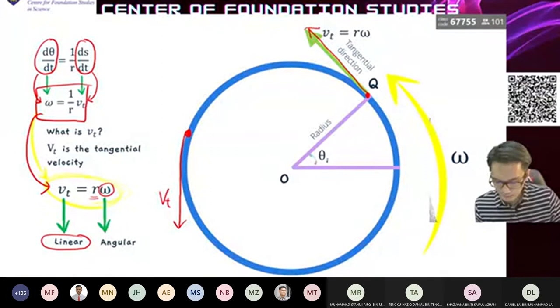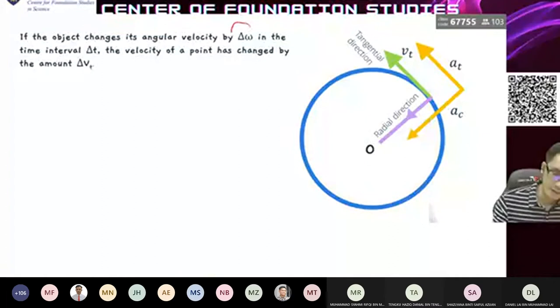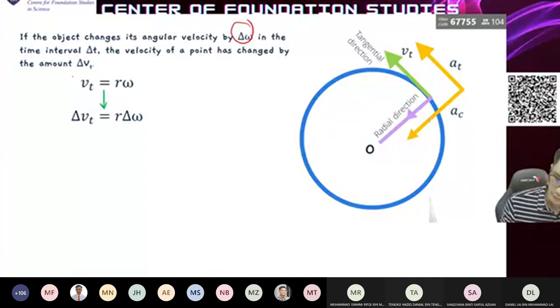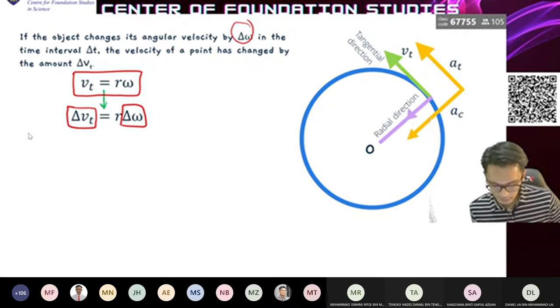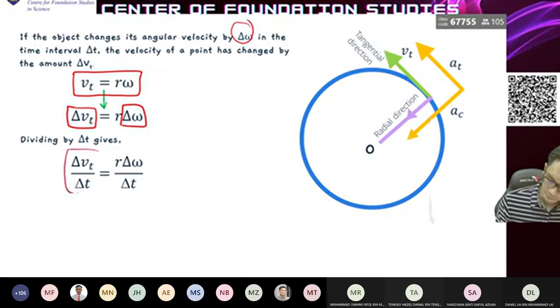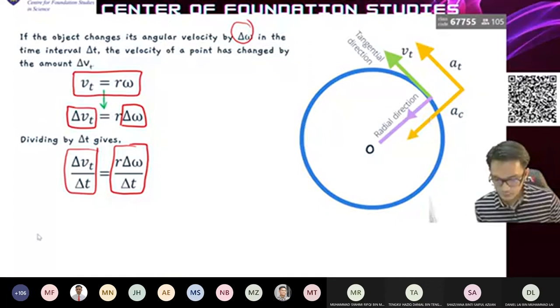Okay, if the object changes its angular velocity delta omega in the time interval delta t, so the velocity of a point has changed by the amount of delta tangential velocity. Maksudnya, from the equation yang kita dapat tadi, where the tangential velocity is equal to r omega, and then if there is a slightly change of the omega, delta omega ni, then delta of vT pun akan berubah juga. They will change accordingly. And kita buat juga dividing by delta t, we will get delta vT over delta t for this part. And then for the right part also, we divide by delta t.